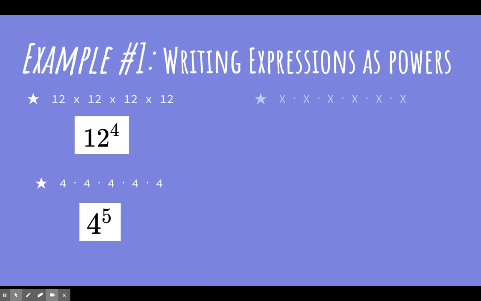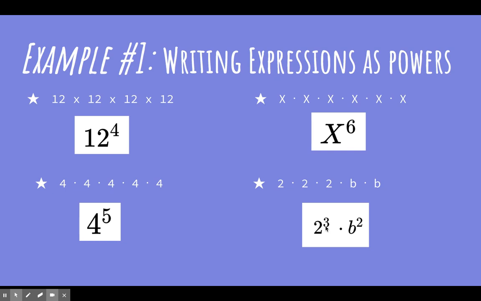We can also do this with variables. So here we have x times x times x times x times x times x. We have 6 of them, so that makes our exponent 6, and our base is x, so x to the 6th power. Now, sometimes you might see different bases, and when they're being multiplied by each other, they still need to stay separate. So we have 2 times 2 times 2, which is 2 to the 3rd power, and then we have b times b, 2 b's, so b squared. So this ends up becoming 2 to the 3rd power times b squared.